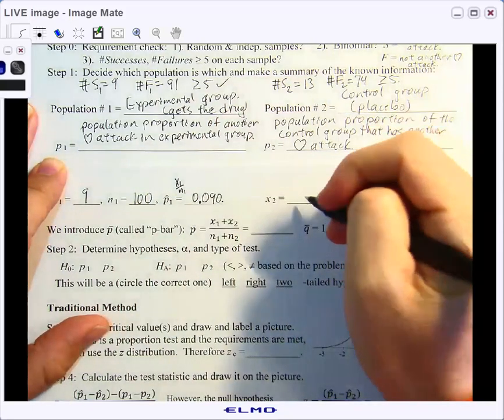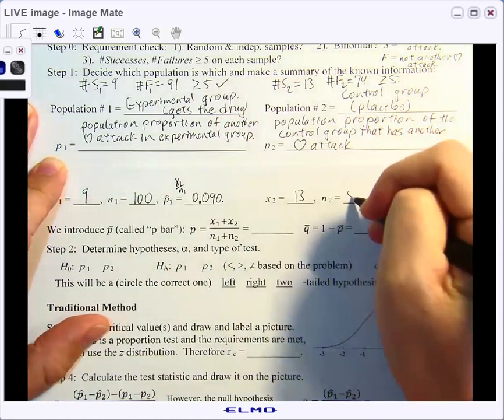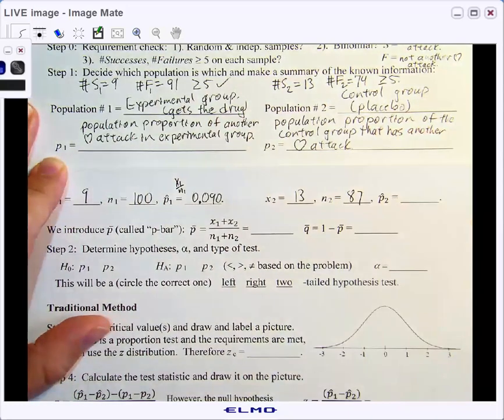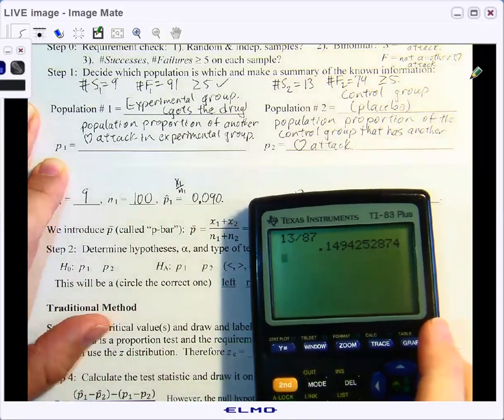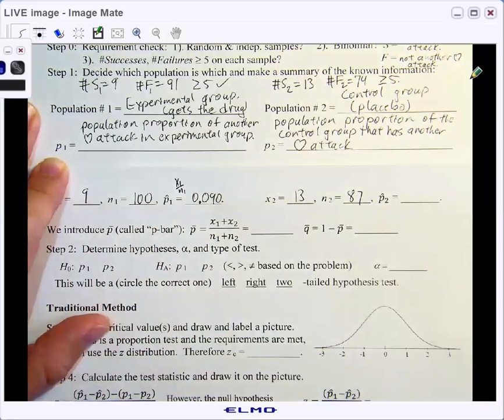X2, we had 13 successes out of 87. And if we pull out our calculator, we'll find the sample proportion for population 2 is 0.149. Here's what I got. So 13 out of 87 is 0.149.